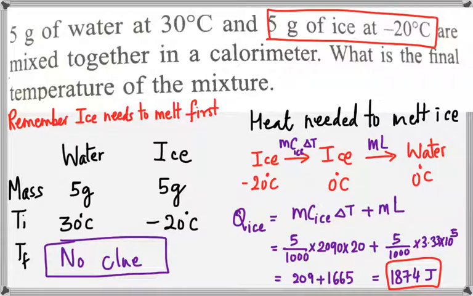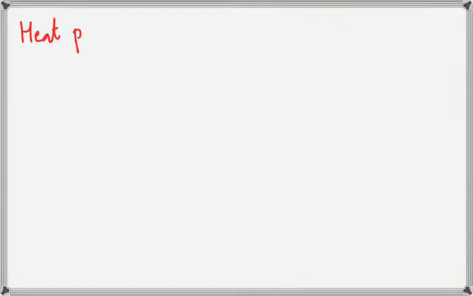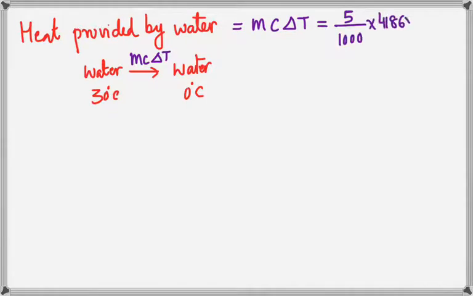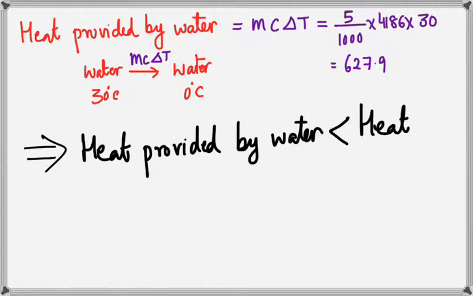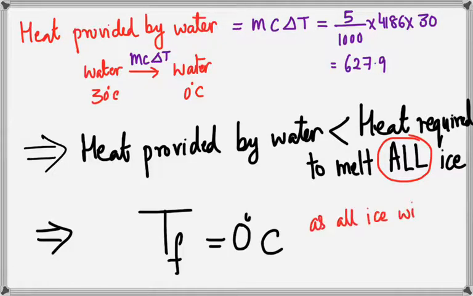This energy should be provided by water. Let's check whether water can provide this energy or not. Now for calculating the heat provided by water, water is at 30 degrees Celsius, we have to bring it to 0. There's only change in temperature, so mc delta T. Apply the formula, we get the answer as 627.9 joules. That means we can say heat provided by water is less than heat which is required to melt all the ice. That means again it's an ice water mixture, so the final temperature will be 0 degrees Celsius.